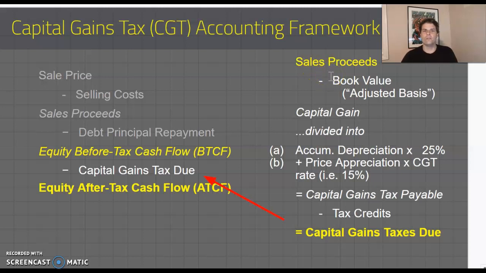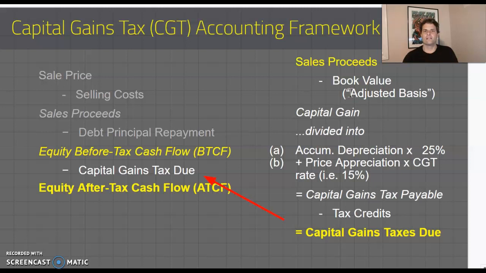Now there's two key things that we're going to learn in this video. One is how we get this concept called adjusted basis or book value. So this is the accrual account of what the IRS thinks your asset is worth at the time you've sold it. So there is an accounting framework to get this concept of an adjusted basis, which provides what the IRS thought it was worth, and if you sell it for anything more than that, you've made a capital gain in the eyes of the tax authorities, and so you will have tax to pay on that.